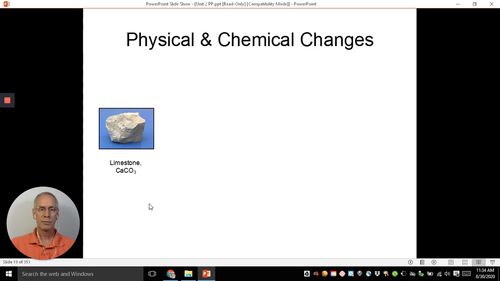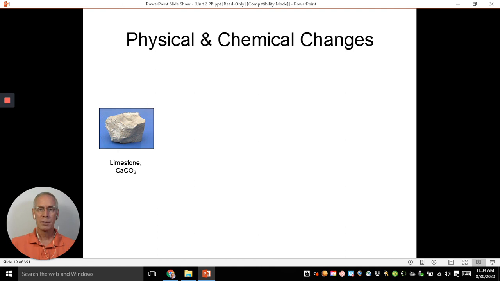So let's look at this example here. I have a chunk of limestone. Chemically, it is calcium carbonate. That's what limestone is. If you compress that under lots and lots of pressure, that's what your marble countertop is, if you have marble countertops at home. And if you have marble countertops at home, you probably want to seal them.